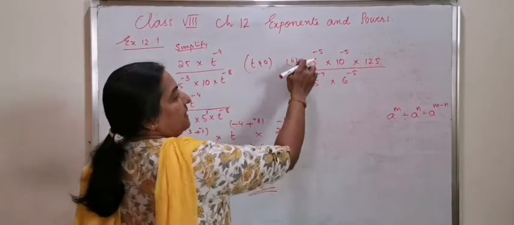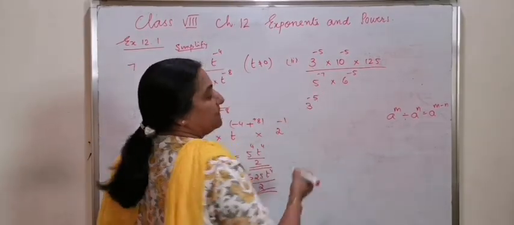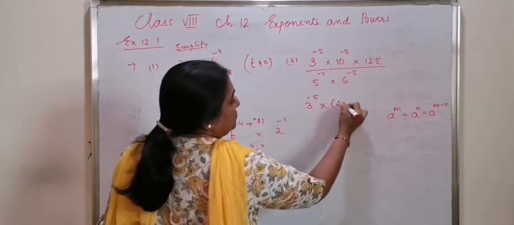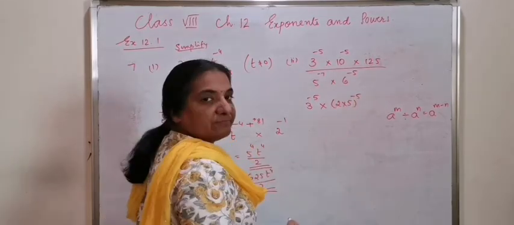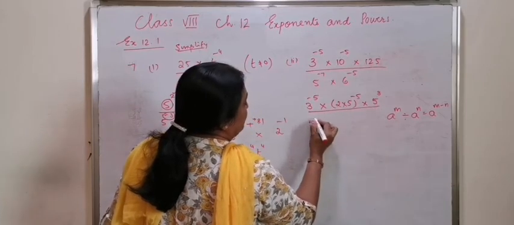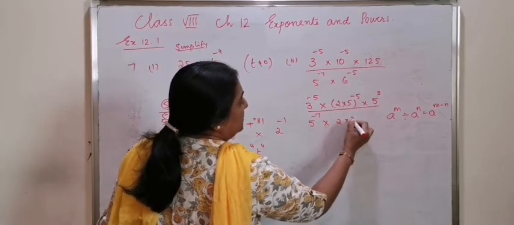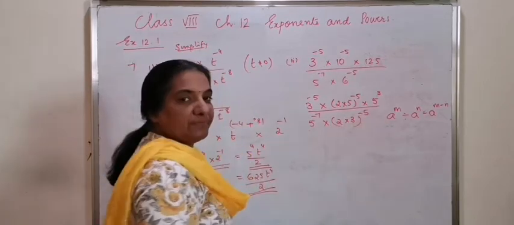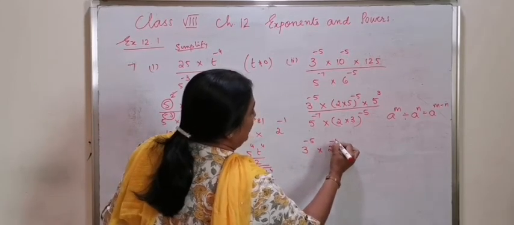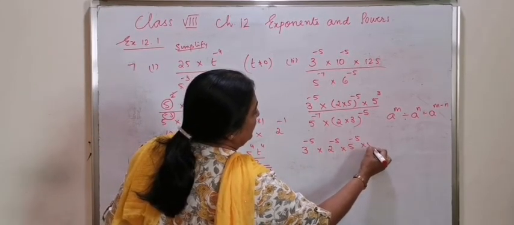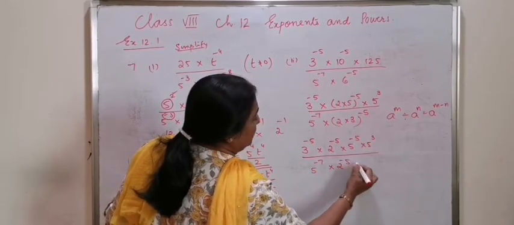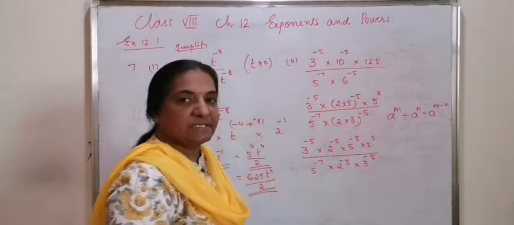Same method. 3 to the power of minus 5, since 3 is a prime number, you can just leave as such. 10 can be expressed as 2 into 5, to the power of minus 5. 125 is 5 cubed, divided by 5 to the power of minus 7, 2 into 3 to the power of minus 5. And now let's separate the factors. 3 to the power of minus 5, 2 to the power of minus 5, 5 to the power of minus 5, 5 cubed divided by 5 to the power of minus 7, 2 to the power of minus 5, 3 to the power of minus 5.